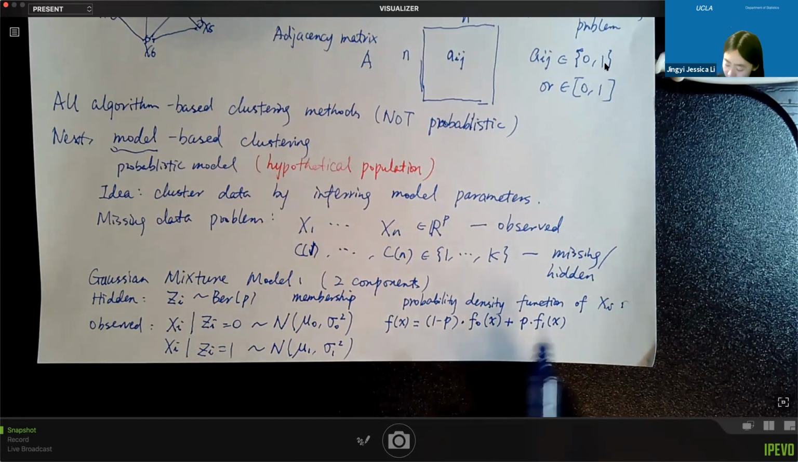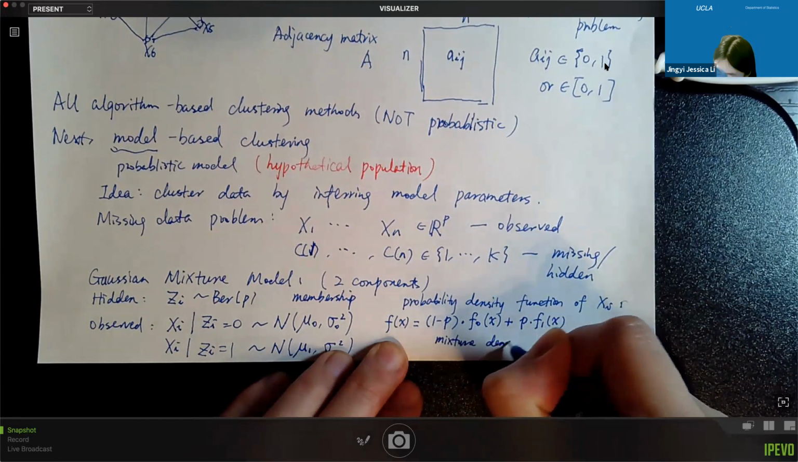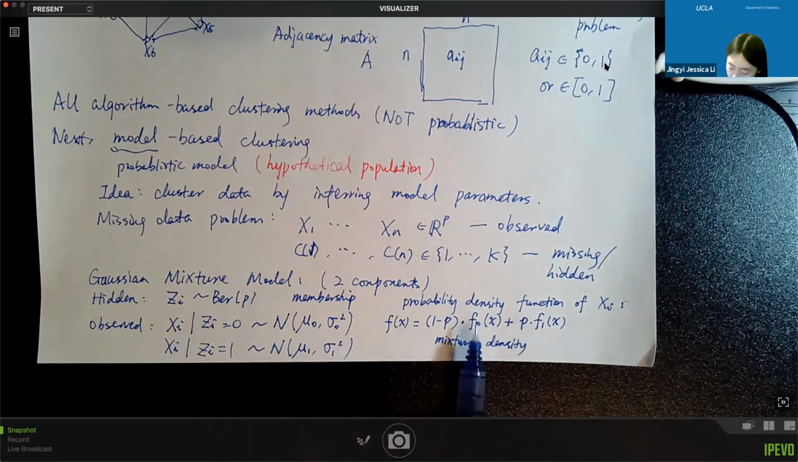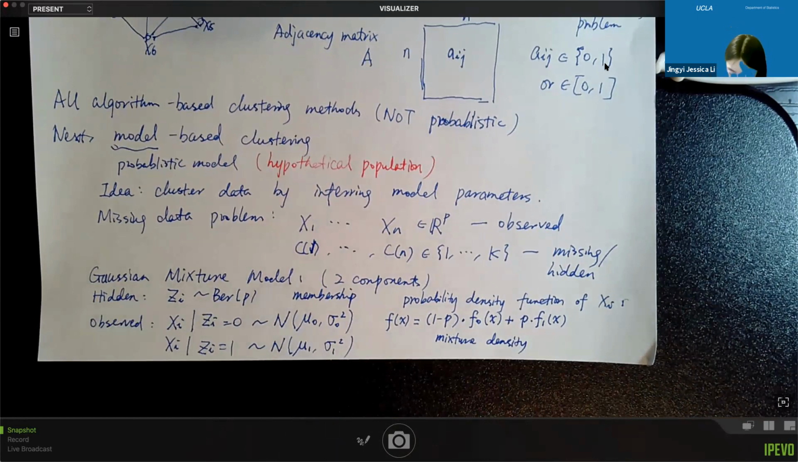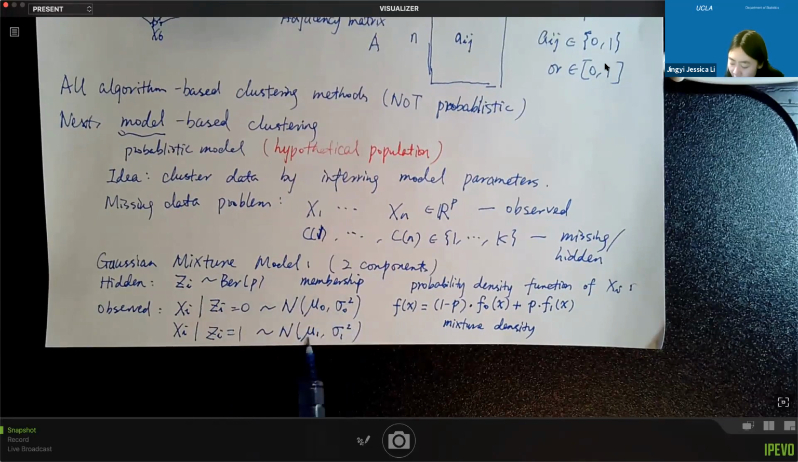Okay, so this is what we call a mixture density, because if you plot this density function, you are going to see two modes. One is at mu0, one is at mu1. And this is the thing you can see in our lecture notes posted on Sysdally. Okay, so then the question is, how do we estimate the model parameters? p, mu0, mu1, sigma 0 squared, sigma 1 squared. We have 5 unknown parameters.